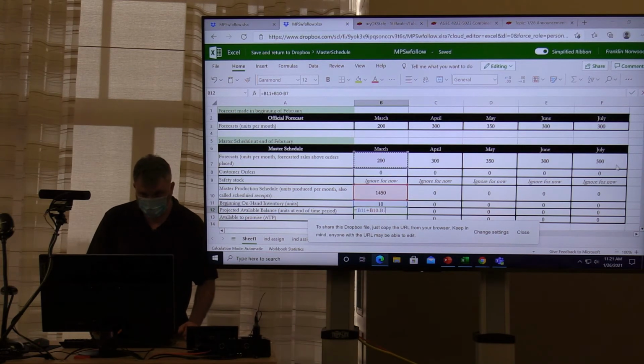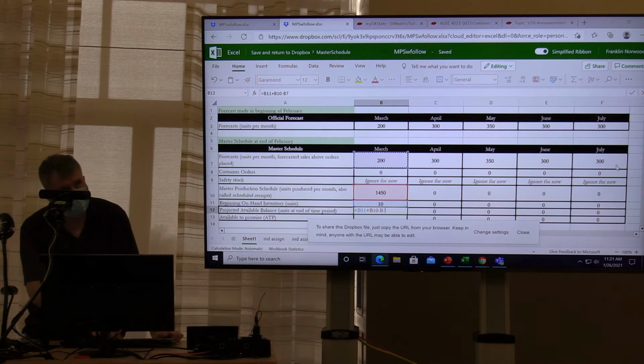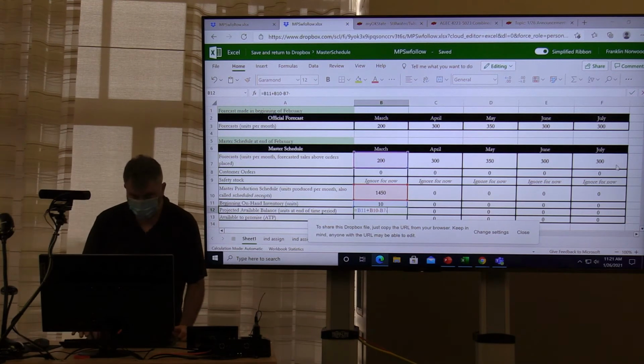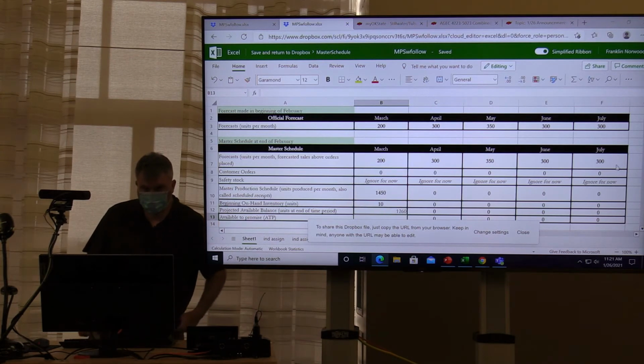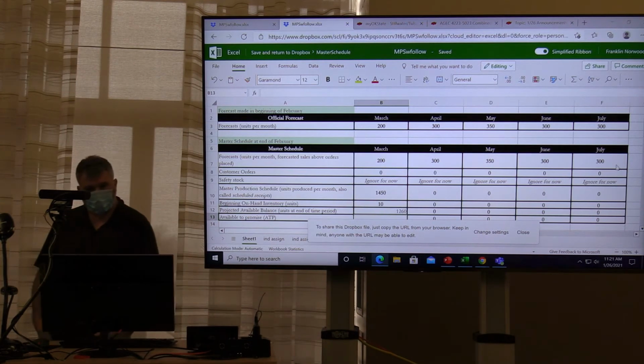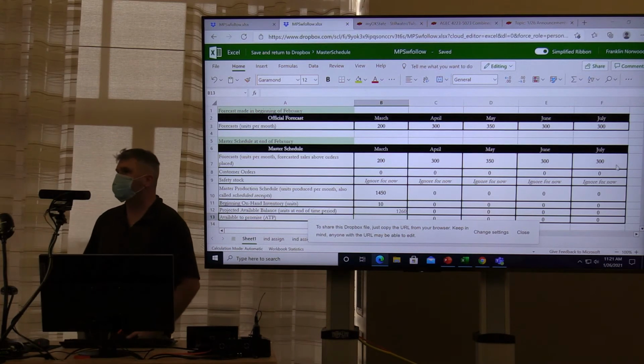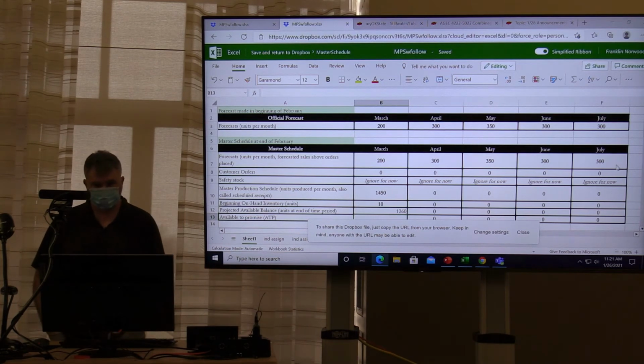If there were any orders there, would we subtract that too? Yes, we certainly would. So we think at the end of March we're going to have 1,260 units.